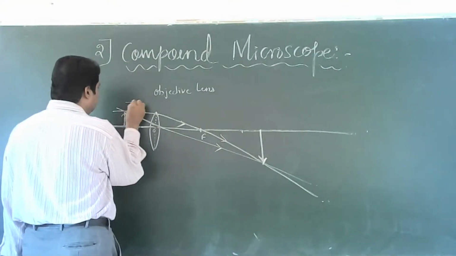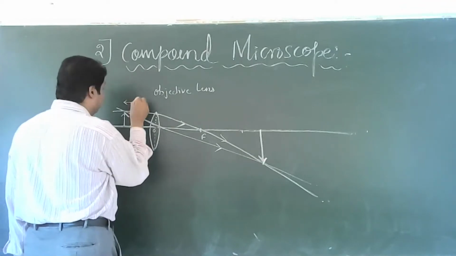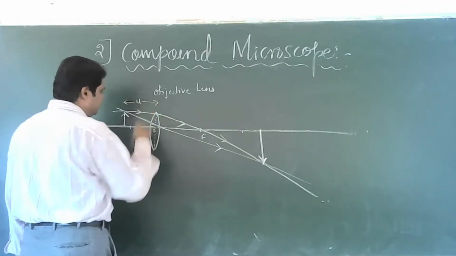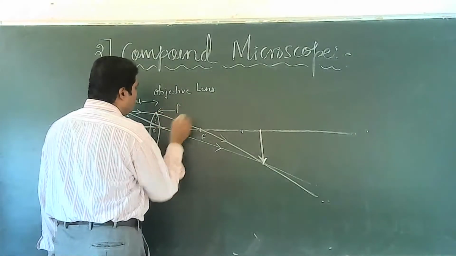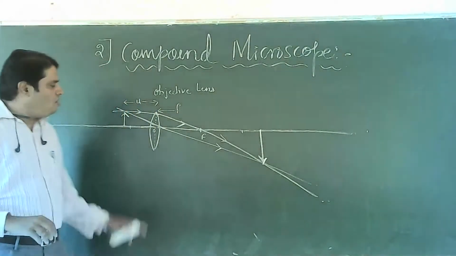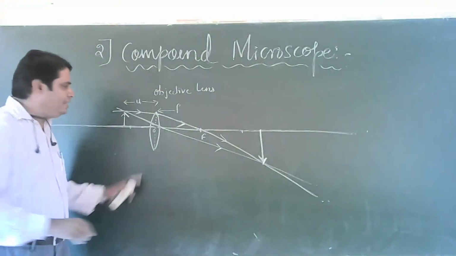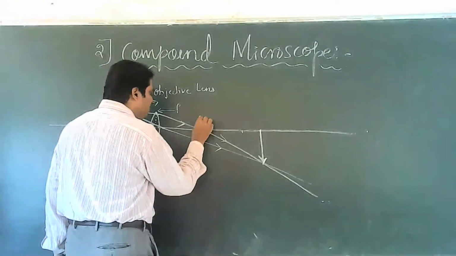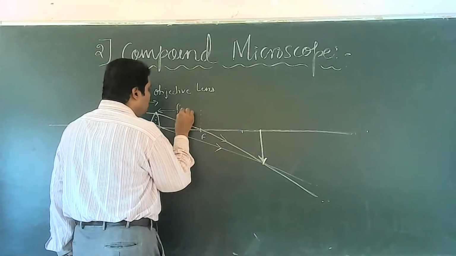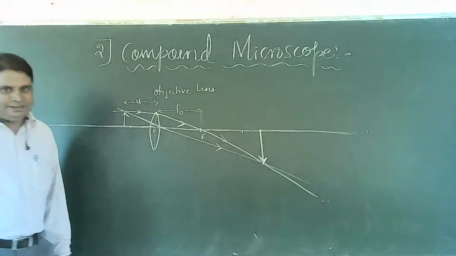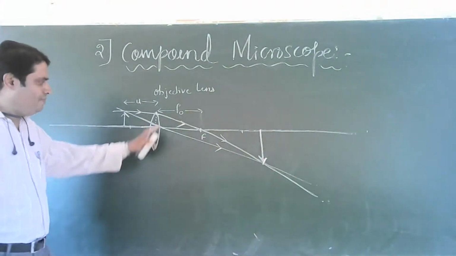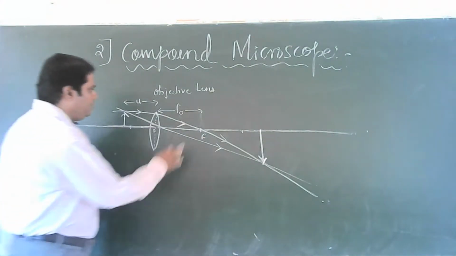Okay. Let this be what we call the image distance. Now, this length will be the focal length of this lens, up to this point, right? So, the focal length of this lens, or objective, FO, is required. I am writing it as FO.